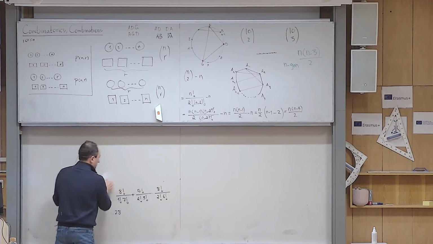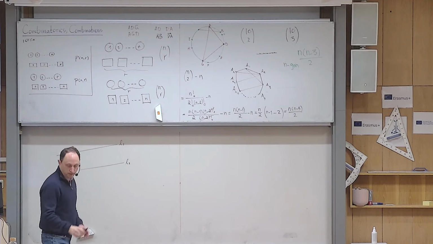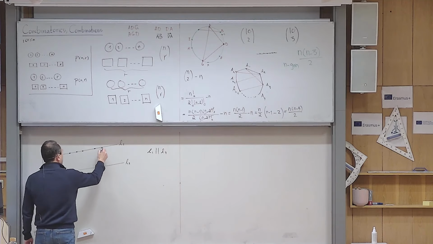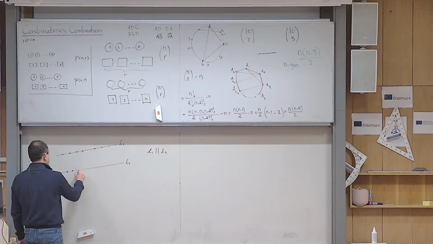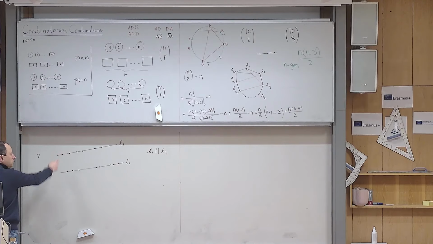So the problem is that this time I give you two parallel lines, line L1 and line L2 are parallel. L1 is parallel to L2. And then let us say that you have 1, 2, 3, 4, 5, 6, 7 points here, and then you have 1, 2, 3, 4, 5, 6, 7, 8, 9 points here. So 7 and 9. How many triangles can I construct using these points?